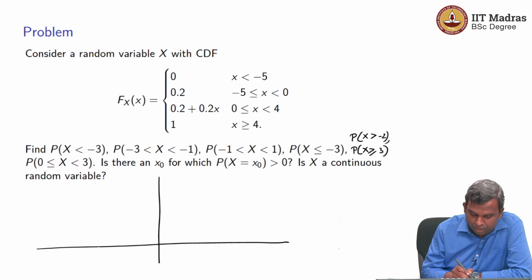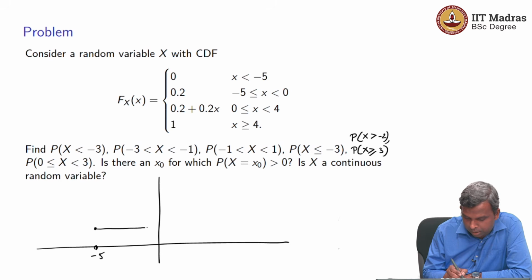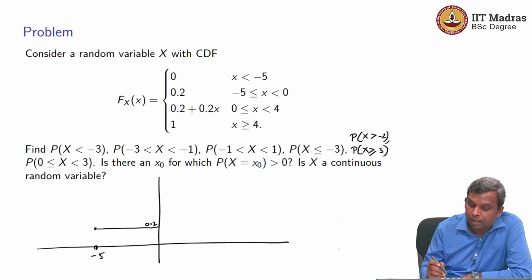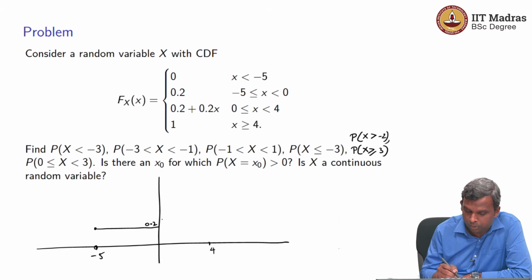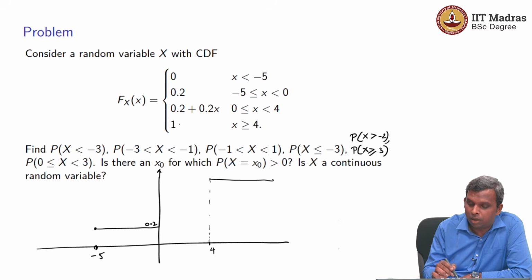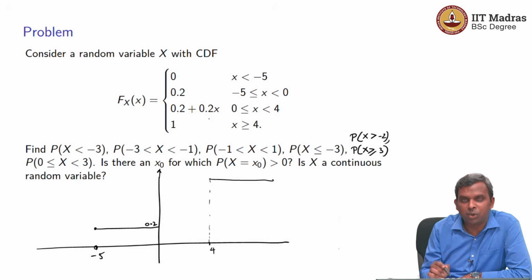So for x less than -5, it's going to be 0, and then between -5 and 0, it's just flat 0.2. Notice this is a square dot, and this is 0.2. Then at x equal to 4, it becomes 1. Maybe this is not a great scale, but anyway, it's 1 at this point. And between 0 and 4, it's got a linear rise: 0.2 plus 0.2x.